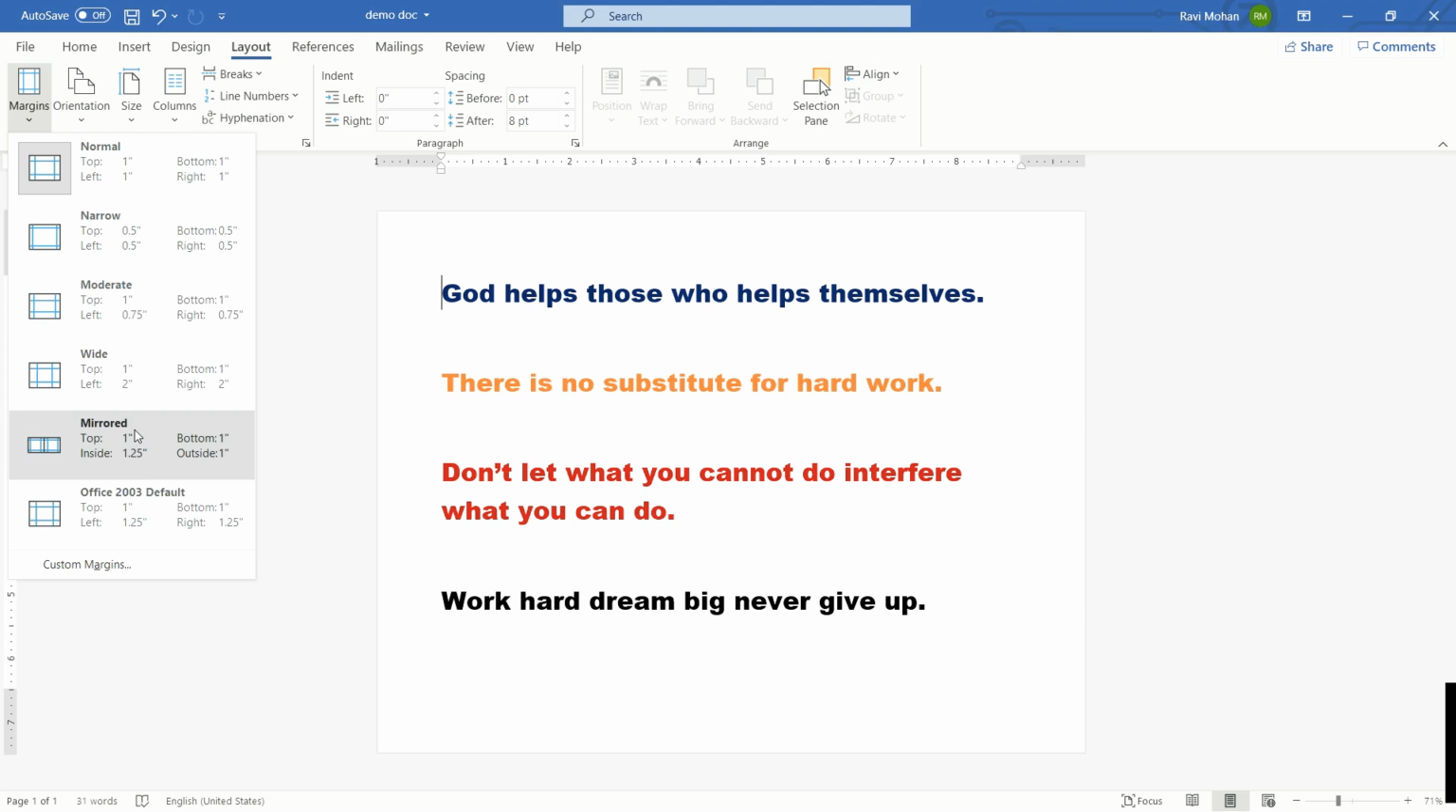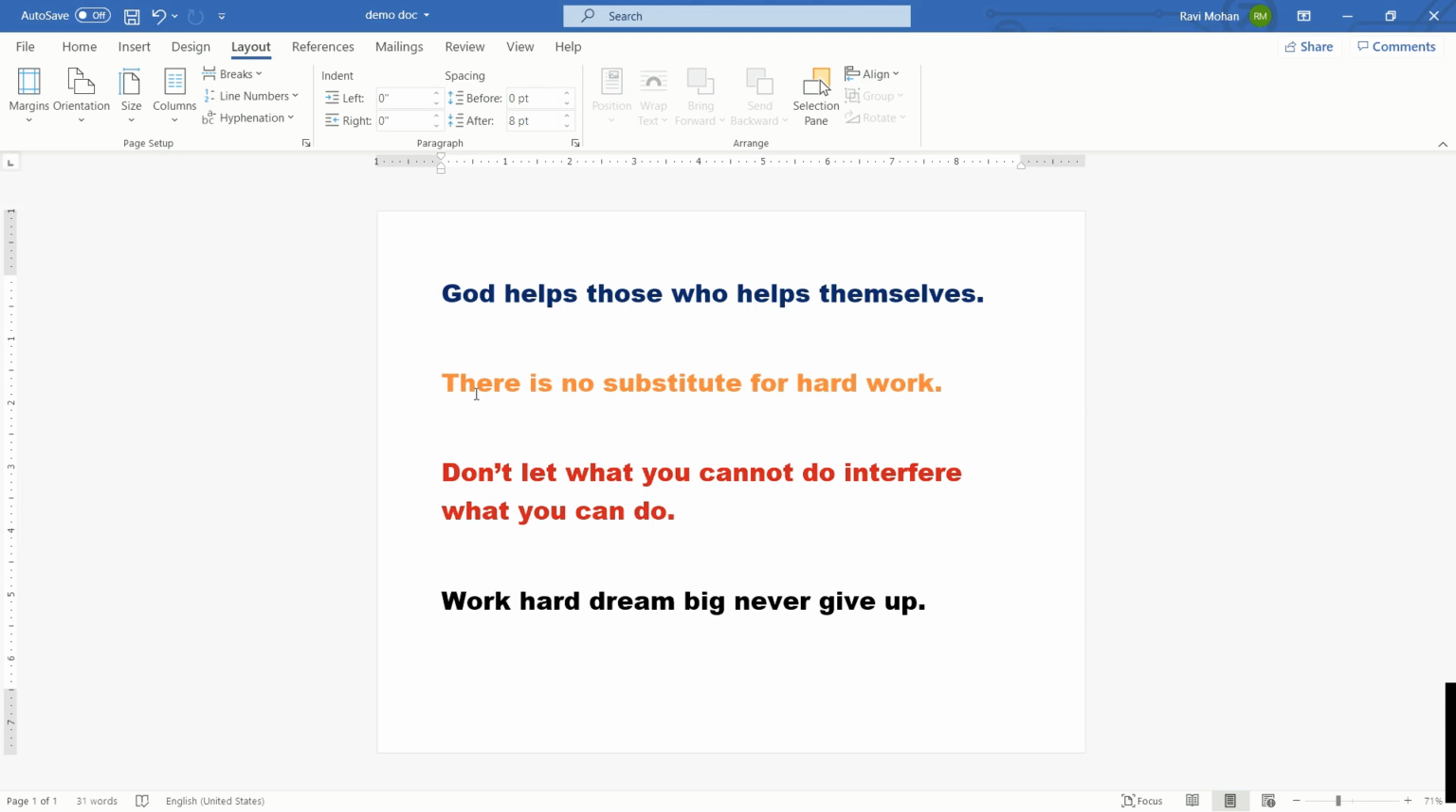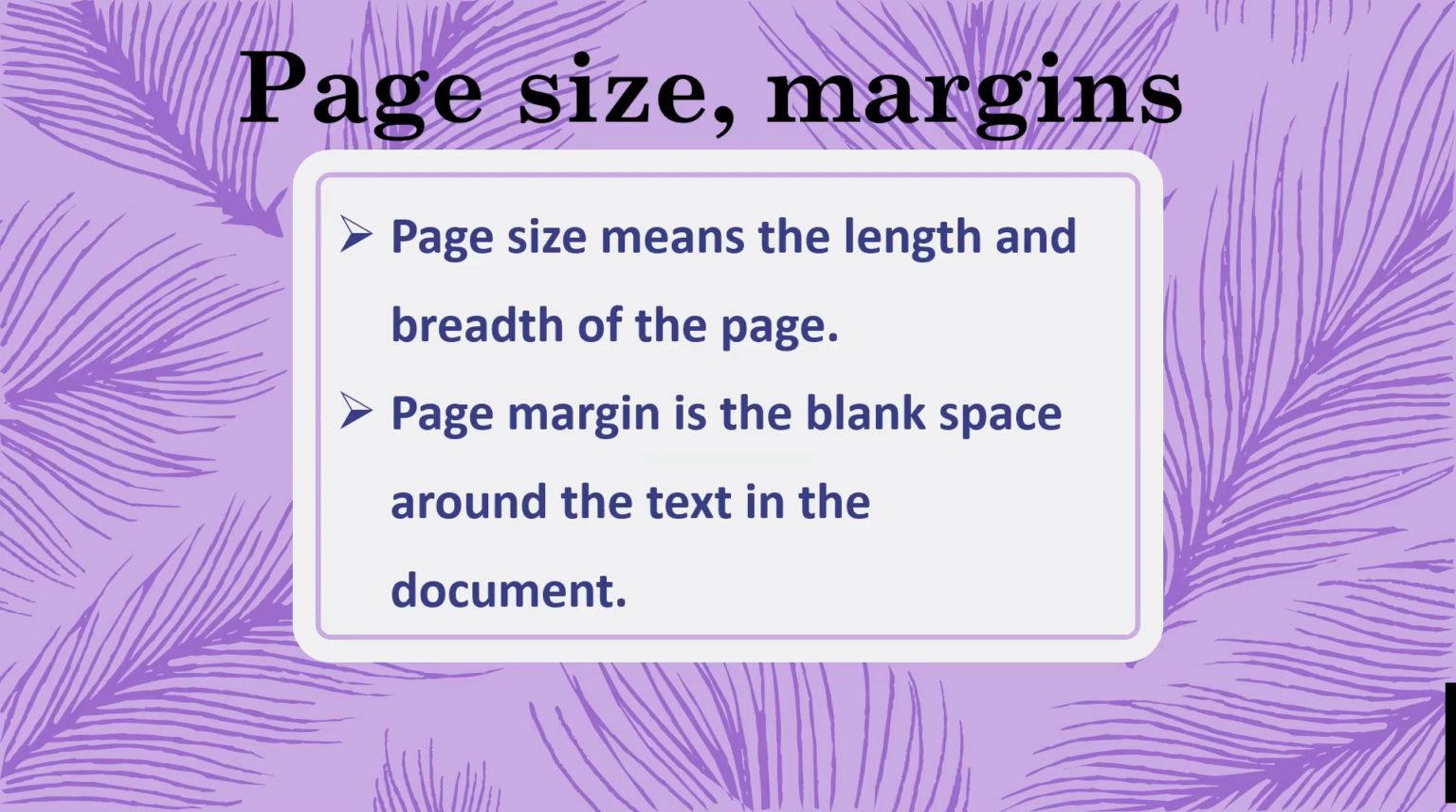Now the mirrored option is usually considered when you type a document for printing a book. You all know, children, the book is bound from one end and the second end you open it. So in the case of mirror, on one side the page's left margin is more and on the other side the page's right margin is more, so that when the book gets bound, the text doesn't get hampered. Then let us come to the next topic.